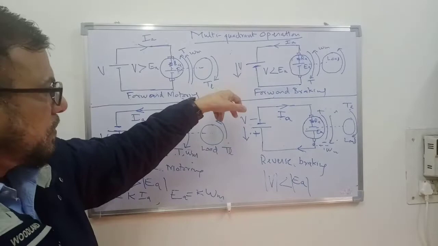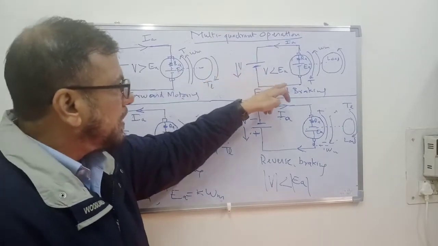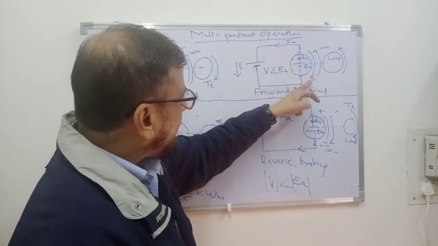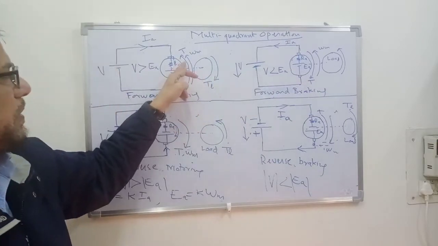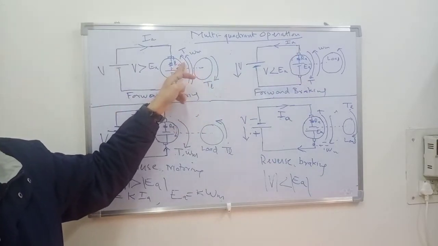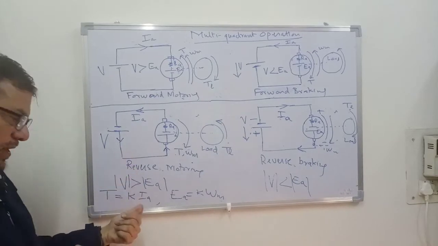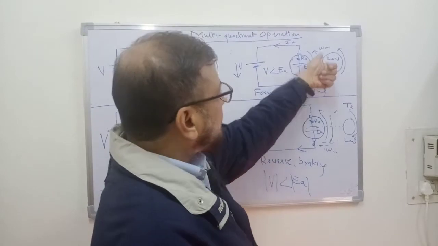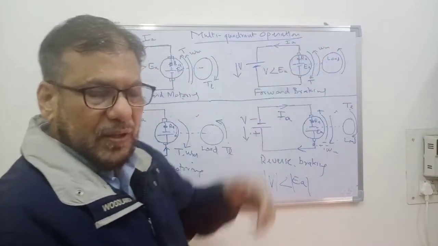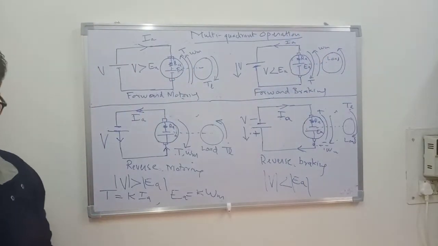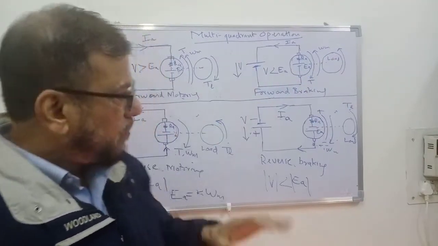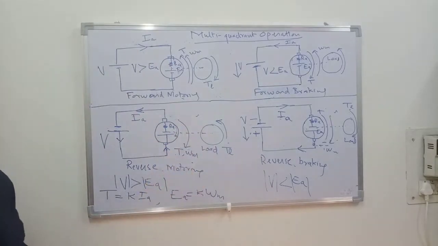As soon as you decrease the voltage below EA, current will reverse, and because of reversal of current, the torque produced will also be reversed. It will be opposite to what it was earlier. The current reversed and torque depends on current, so the torque also reverses. Motor continues to run in the same direction. So now the motor torque is opposing the motion. So now it is a braking torque. So motor operates in the braking mode.